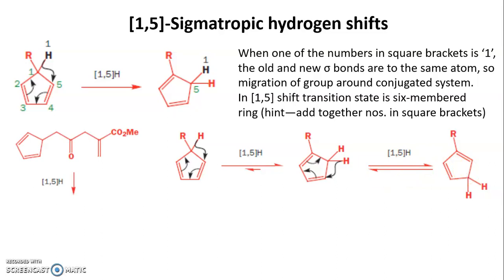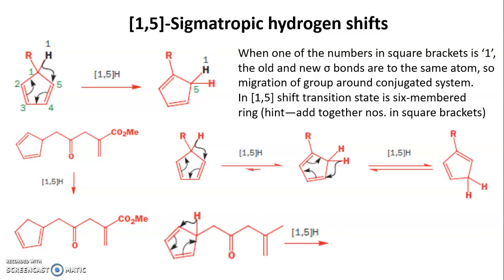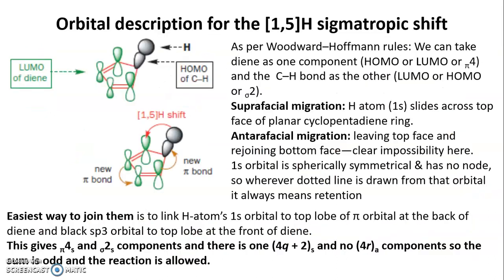One more example I have put forth. Try to solve it and you should get the same answer. So how it happened, I have tried to show it here. The orbital picture. So as per the Woodward-Hoffmann rule, the diene component we can take HOMO or LUMO, and the CH bond as the other HOMO or LUMO. So 1,5 sigma suprafacial is when the hydrogen slides across the top face, and antarafacial is leaving the top face.